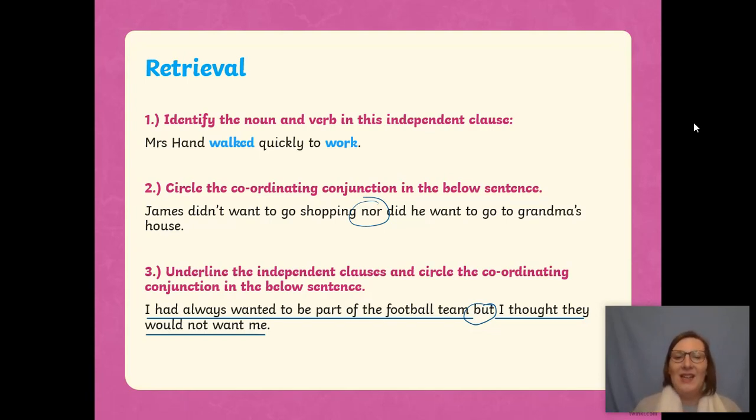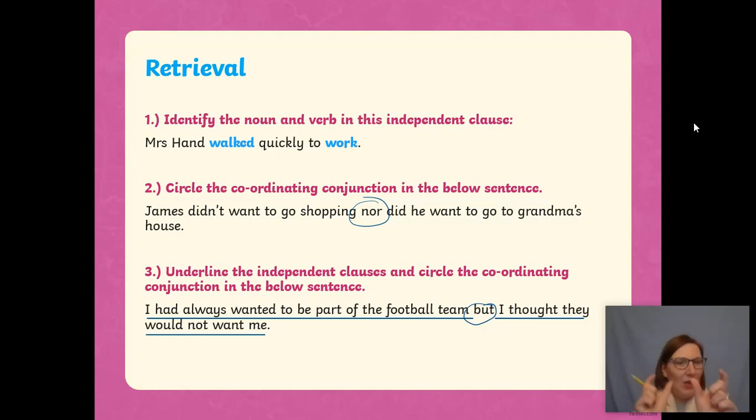Now, circling the coordinating conjunction in the sentence below, okay? James didn't want to go shopping, nor did he want to go to Grandma's house. The coordinating conjunction there was nor. Did you get that one? Fantastic. Okay. And then the last one, underline the independent clauses.